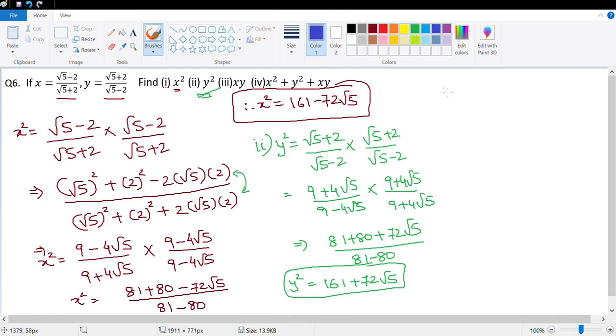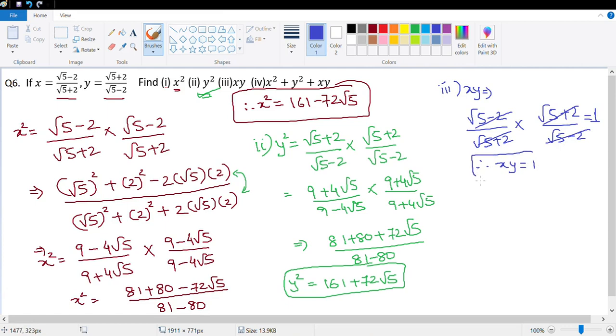Let's look at part 3, which is xy. So for xy, let's put the value of x, that's root 5 minus 2 upon root 5 plus 2, and y is the reciprocal of x, which is root 5 plus 2 upon root 5 minus 2. So all these terms get cancelled. So this is equal to 1. Therefore, xy is equal to 1. That brings us to the last part of this question, which is x square plus y square plus xy.